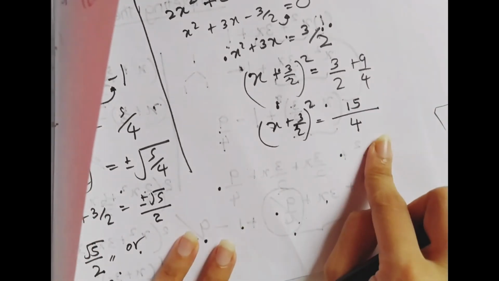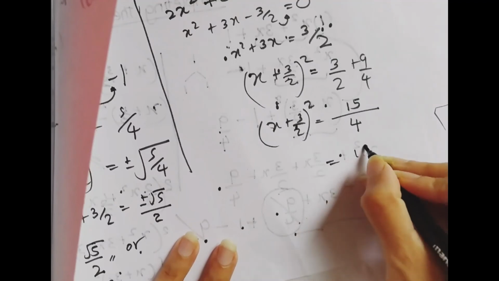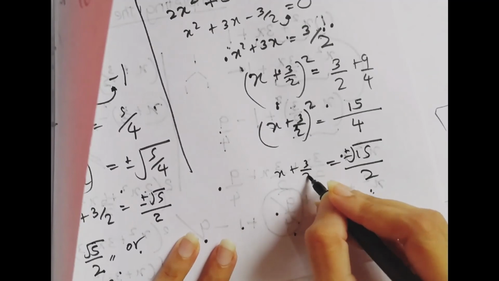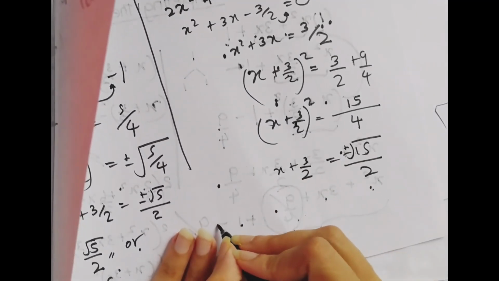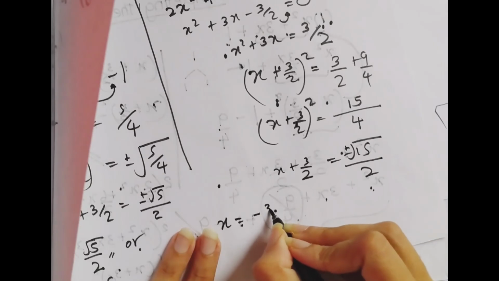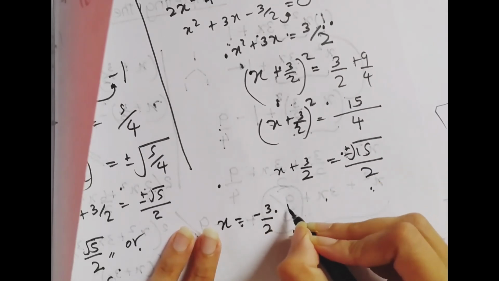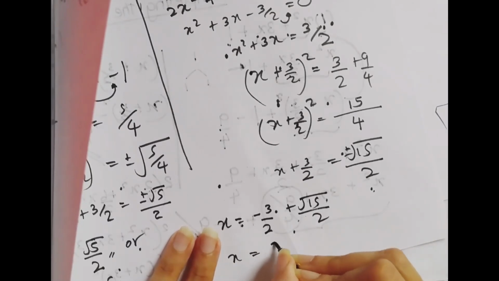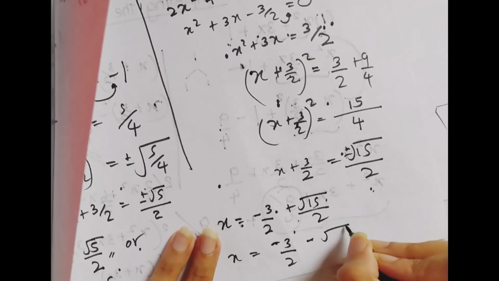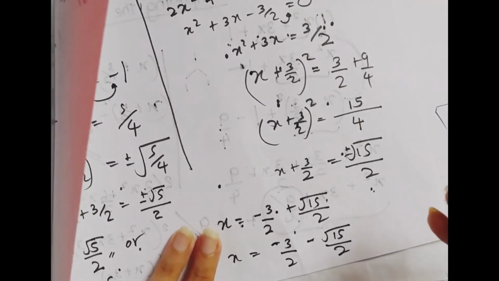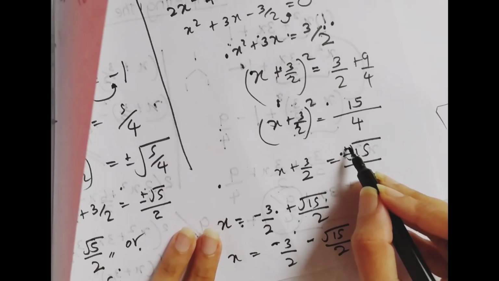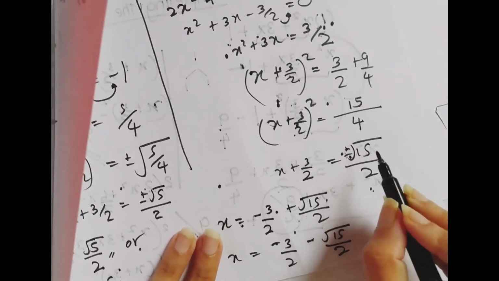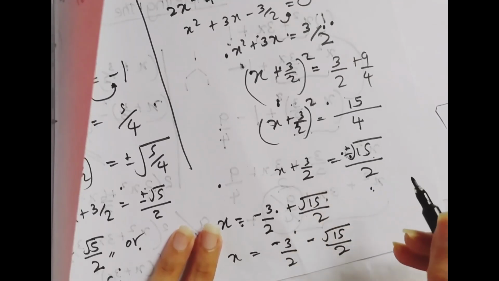Then you can take the square root of both sides. Then it will be root 15 plus or minus over 2 equals x plus 3 over 2. And then what are the two solutions? One is x equals minus 3 over 2. So I can consider one as plus root 15 over 2. The other one as minus root 15 over 2. What you must remember is you should have plus and minus both. You have to consider, if you are taking the square root, both plus root 15 and minus root 15.